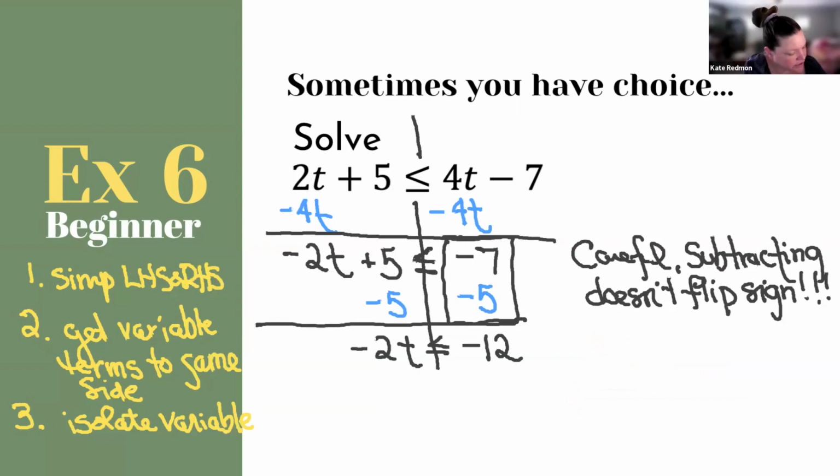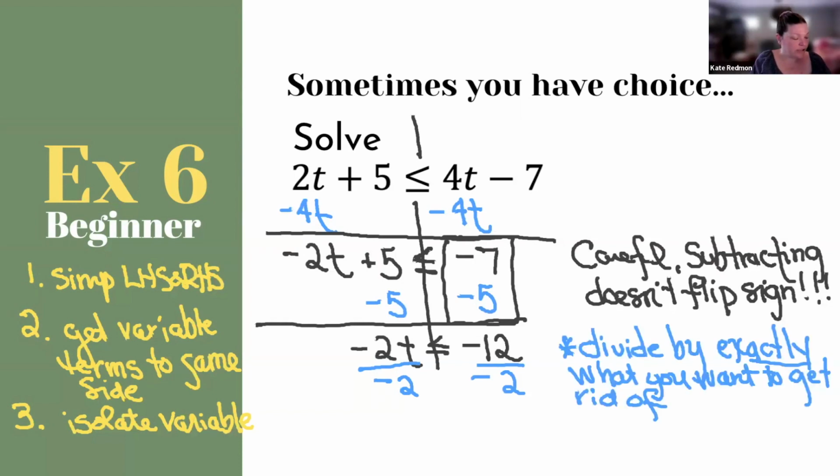There's that -2. What is that -2 doing with t? It is multiplying. Beautiful. I will do the opposite to get rid of it, so I will divide. Good. What am I dividing by? Divide by exactly what you want to get rid of. -2. Brilliant. Now, that's a good note to put in my head. Divide by exactly what you want to get rid of. Yes. Now's when I really, really want you to pay attention. You just divided by a negative.